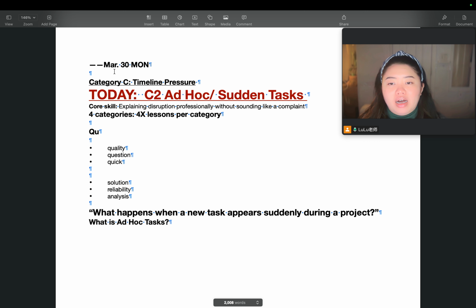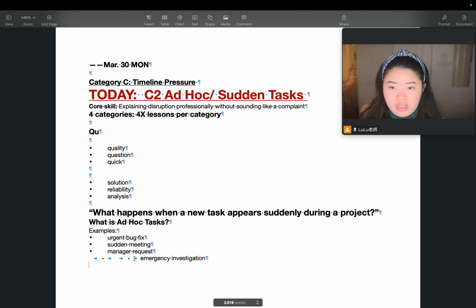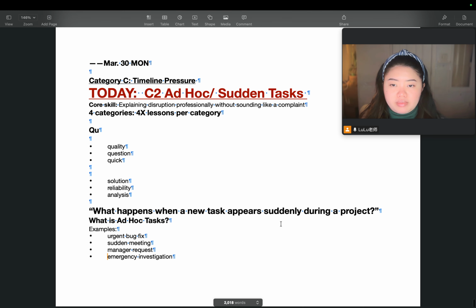So ad hoc tasks are tasks that appear unexpectedly. You didn't expect this task to come today. You didn't expect your manager to tell you that, hey, you have a new thing due tomorrow. You didn't expect that. So an ad hoc task is a last minute, an unexpected, a sudden change. And I'll give you some examples of ad hoc tasks. Please read when you get a chance. Read the list of the 4. Go ahead.